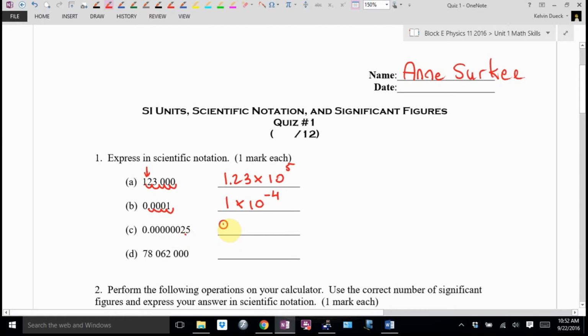I'm going to end up there. 2.5 times 10 to the negative 1, 2, 3, 4, 5, 6, 7. If I was marking these on a test, I would give you half mark for the front part and then a half mark for the times 10 to the. So if you get one of those wrong, you can still get a half mark. 7.8062. Because I don't know how many sig figs, I'll write all my non-zero digits. Times 10 to the 1, 2, 3, 4, 5, 6, 7. So 1 mark for each of those. That would be out of 4.